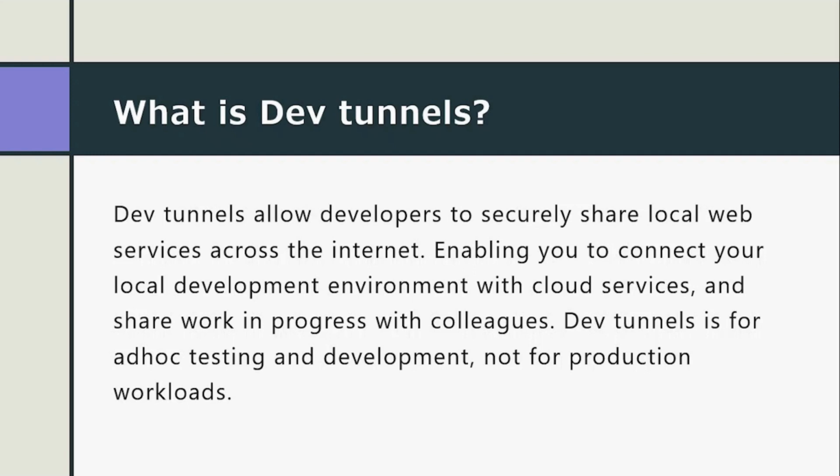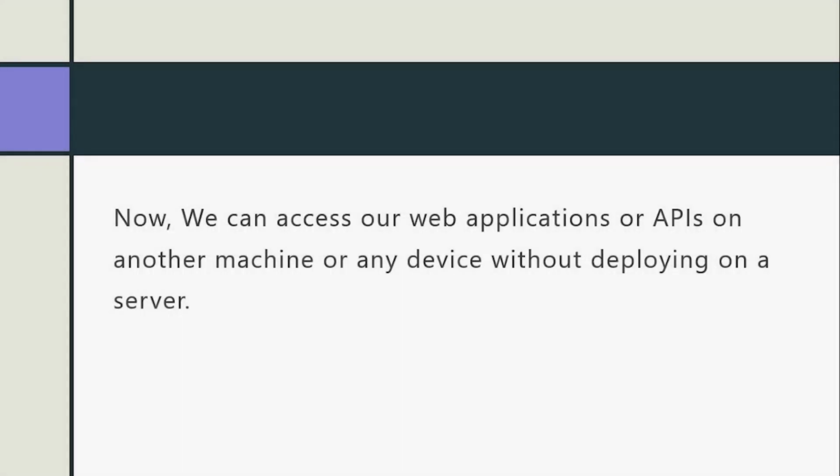Today we will discuss what is the Dev Tunnel and how to use it. Dev Tunnel allows developers to securely share local web services across the internet, enabling you to connect your local development environment with cloud services and share work in progress with colleagues. Dev Tunnel is for ad hoc testing and development, not for production workload. Now we can access our web applications or APIs on another machine or any device without deploying on a server.